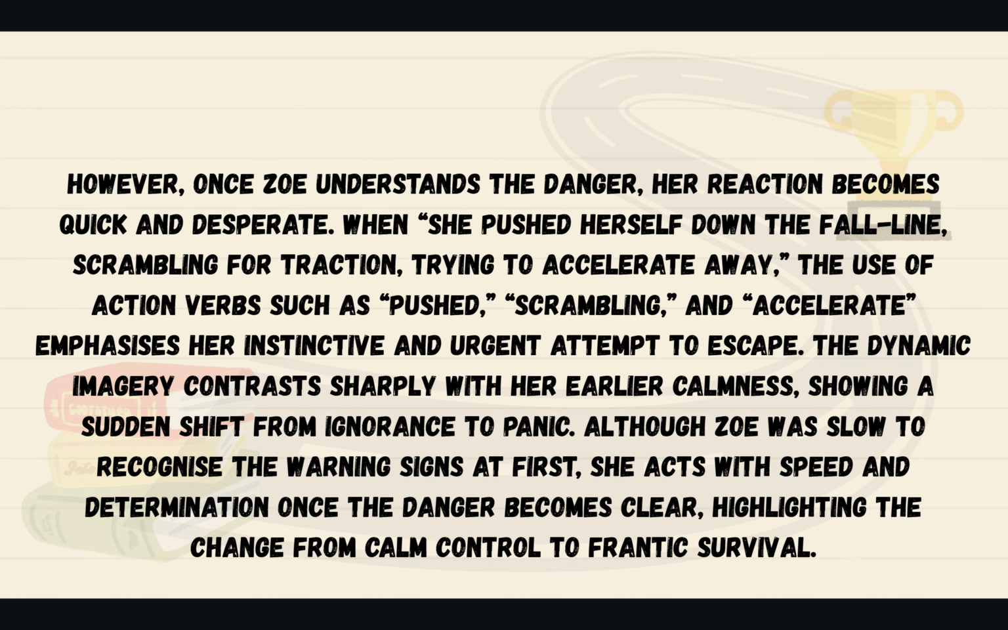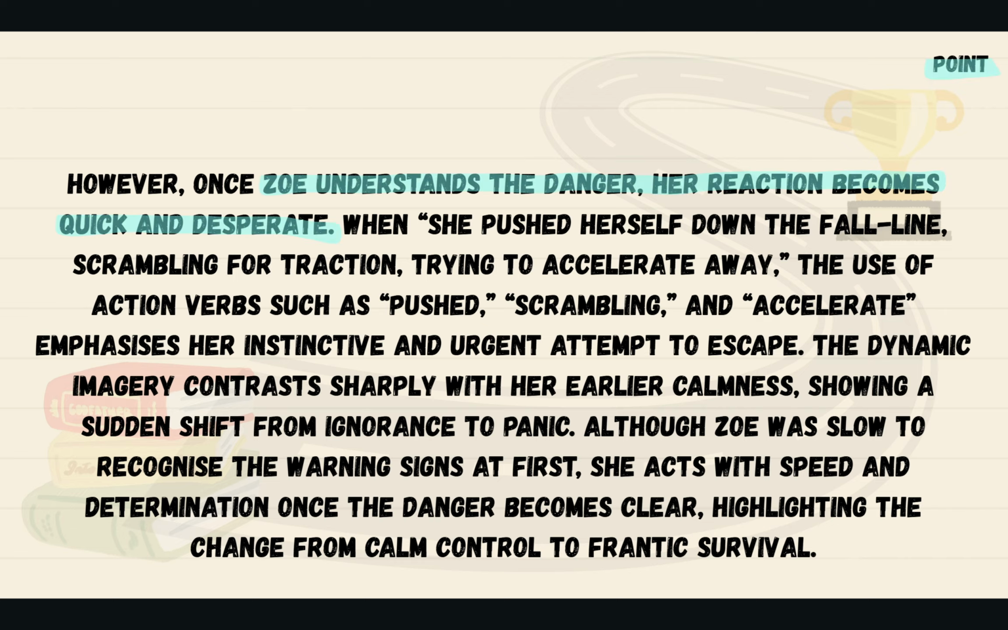Next paragraph here, I've said, however, once Zoe understands the danger, her reaction becomes quick and desperate. When she pushed herself down the fall line, scrambling for traction, trying to accelerate away, the use of action verbs such as pushed, scrambling, and accelerate emphasizes her instinctive and urgent attempt to escape. The dynamic imagery contrasts sharply with her earlier calmness, showing a sudden shift from ignorance to panic. Although Zoe was slow to recognize the warning signs at first, she acts with speed and determination once the danger becomes clear, highlighting the change from calm control to frantic survival.